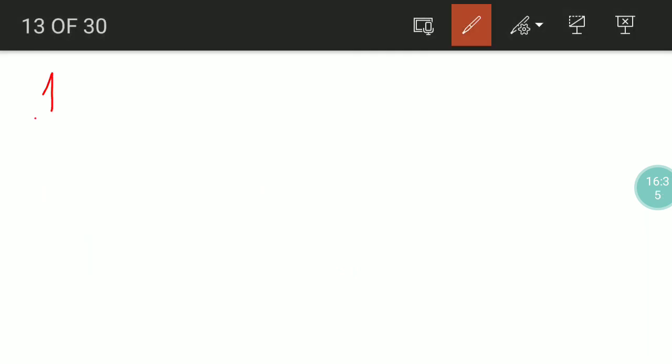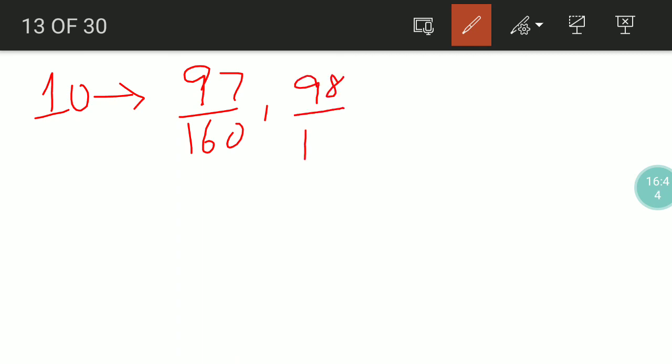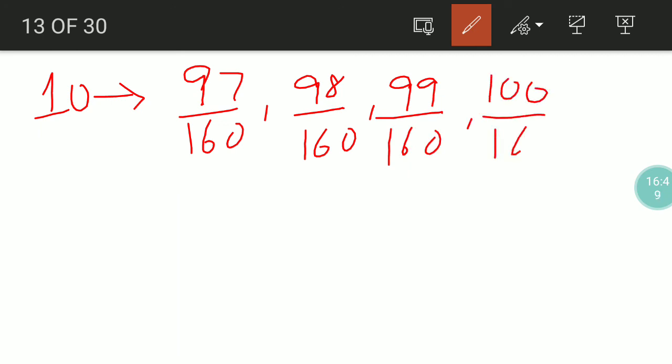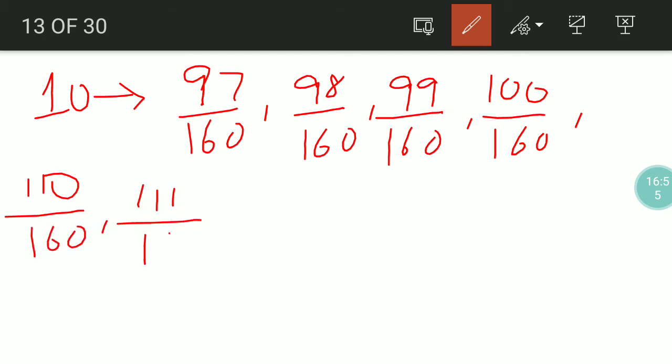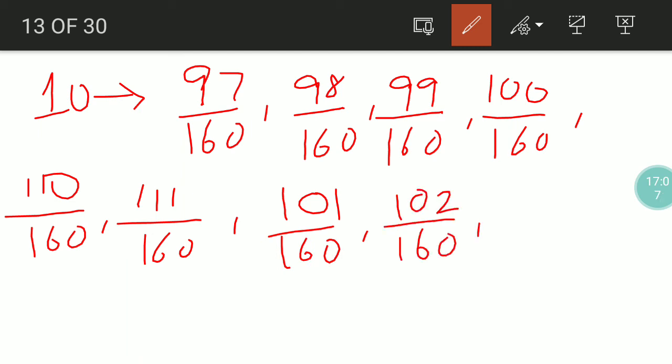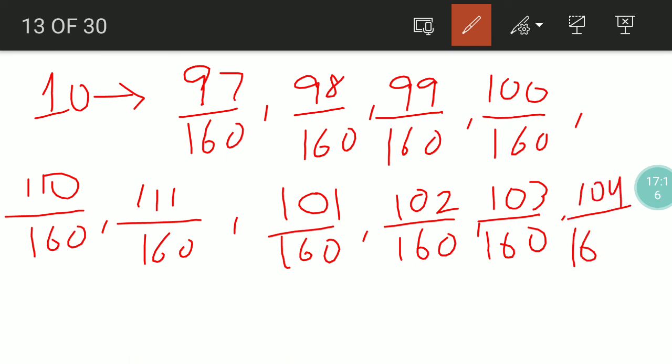Now 10 rational numbers for them will be, I can take 97 by 160, 98 by 160, 99 by 160, even 100 by 160, 110 by 160, 111 by 160, then 101 by 160. So I'm not going in order, that's why it is like that. 102 by 160, 103 by 160. How many are over? 1, 2, 3, 4, 5, 6, 7, 8, 9. 104 by 160. So 10 are over.